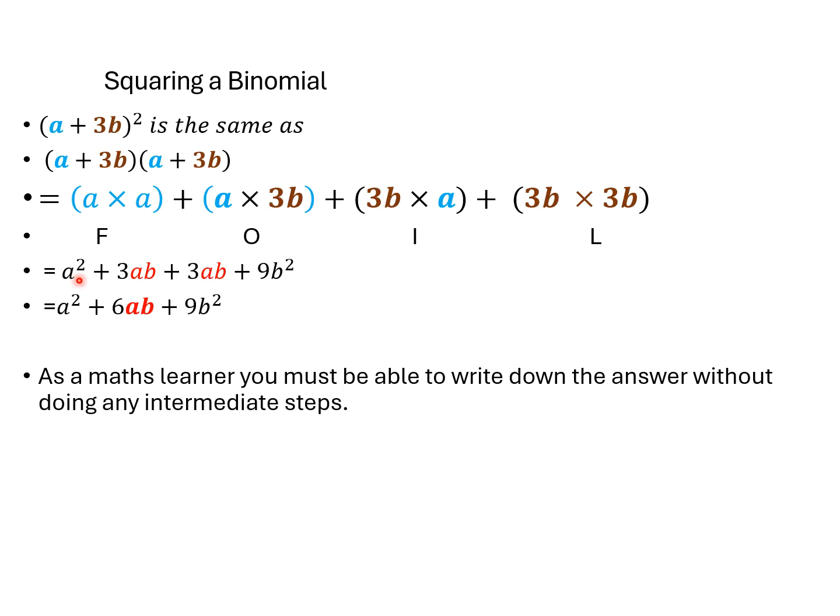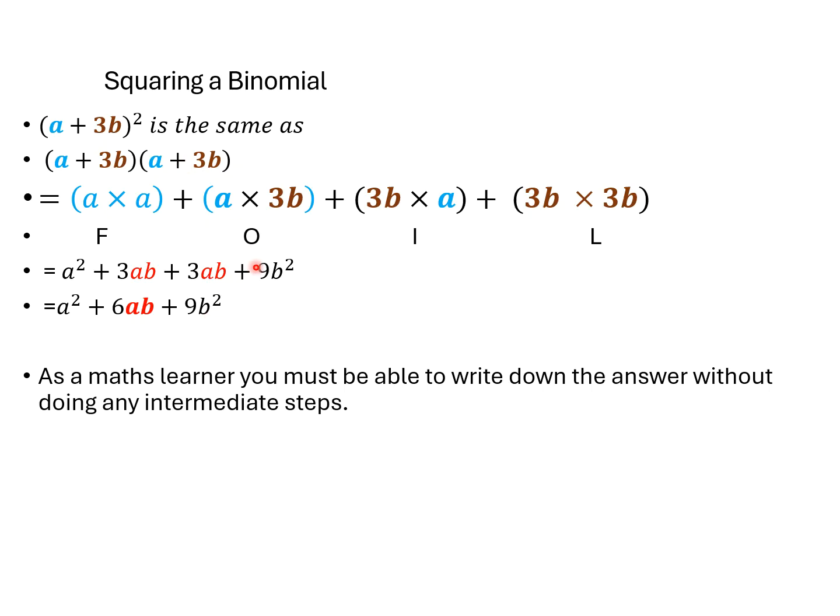So a times a gives me a squared. A times 3b gives me 3ab. A times 3b gives me 3ab. 3 times 3 gives me 9. B times b, b squared. Alright, you should see those two ab terms are like terms. So 3 plus 3 gives me 6ab. So my final answer: a squared plus 6ab plus 9b squared.